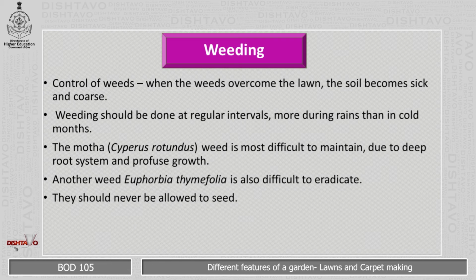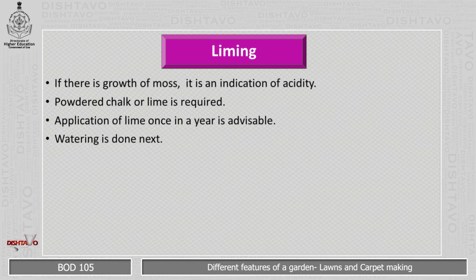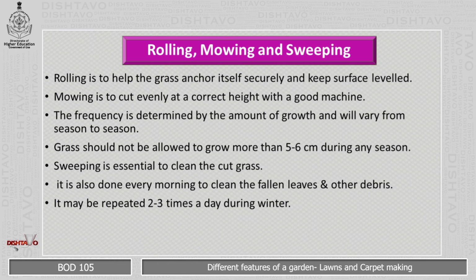The Motha, Cyperus rotundus, weed is most difficult to maintain because it has a deep root system and profuse growth. Another weed, Euphorbia thymifolia, is also difficult to eradicate. They should never be allowed to seed. Second is liming. If there is growth of moss, it is an indication of acidity. So powdered chalk or lime is required, wherein you apply lime once in a year and watering is done next.